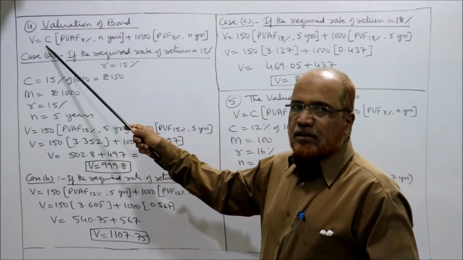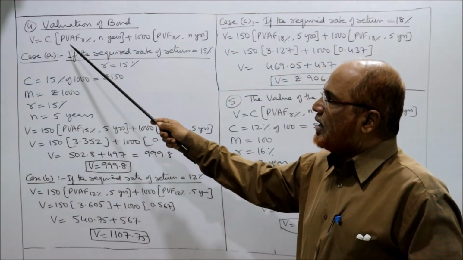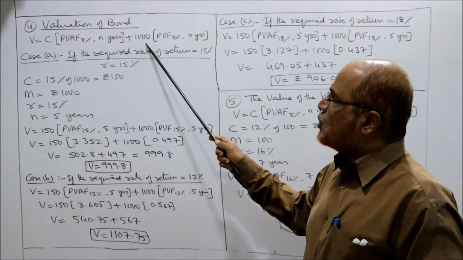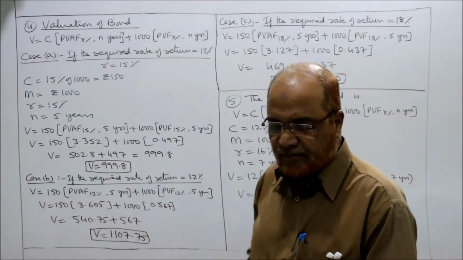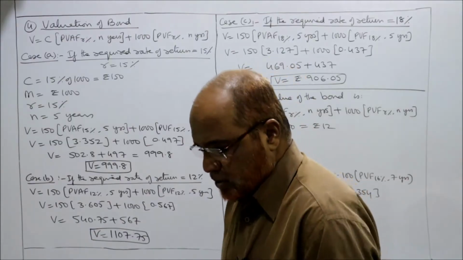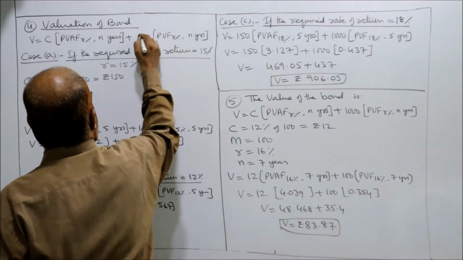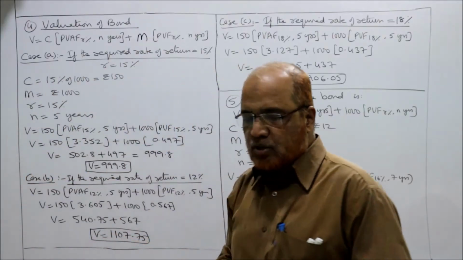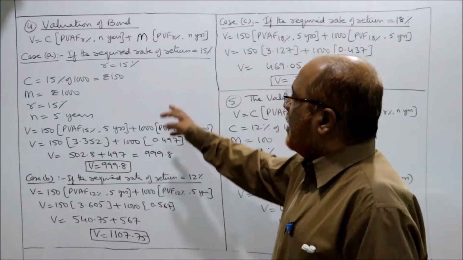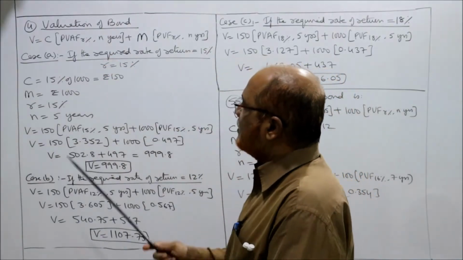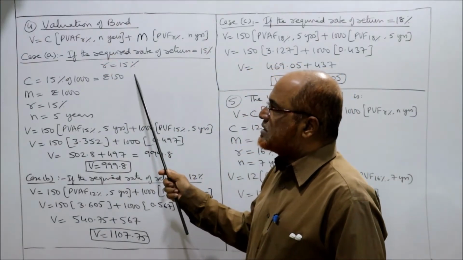Valuation of bond, V is equal to, the formula is C into PVF R% N years plus maturity value into PVF R% N years. So instead of M, we can write it down here 1000. This is M. M into PVF R% N years. Now, case 1. If the required rate of return is 15%.